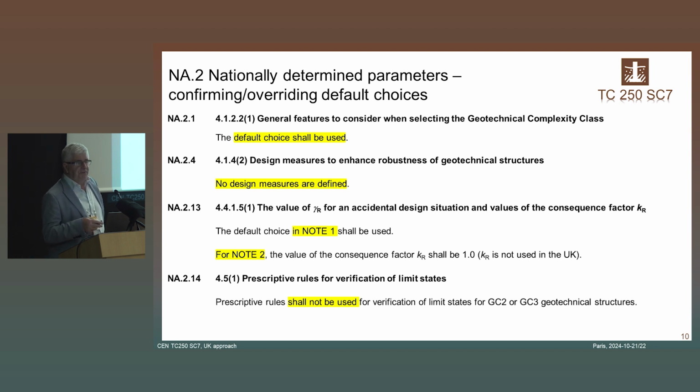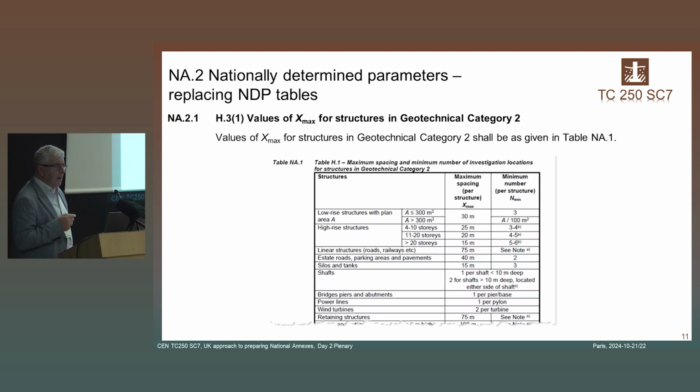So that's confirming and overriding default choices. A lot of our NDPs are also in tables, and what we've decided here is where we want to make a change to the table, we're going to replace the table. We did think about providing sort of, change this value in this cell, but we felt that was too complicated. So we are literally going to reproduce the table with our changes embedded in it.